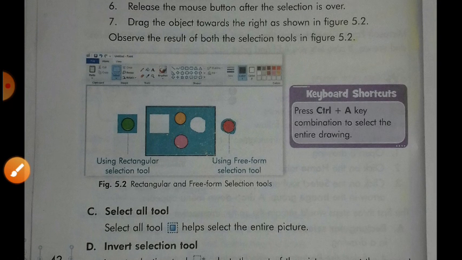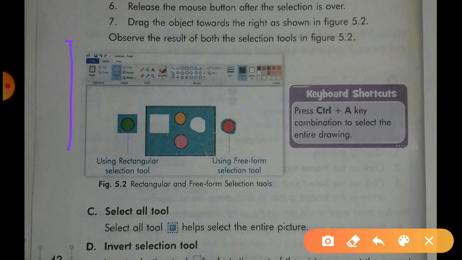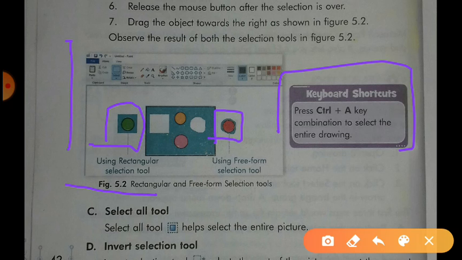Okay, dear students, this is figure 5.2. You can see here, this is the result of using the rectangular selection tool, and this is the result of using the free-form selection tool. Okay students, here you can see keyboard shortcuts.